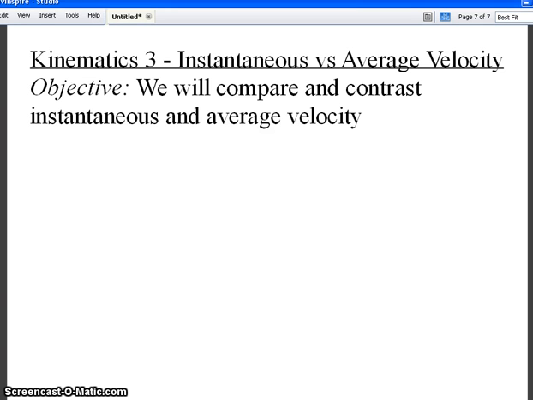Good morning, class, and welcome to this lesson on Kinematics 3: instantaneous versus average velocity. Today we will compare and contrast instantaneous and average velocity.